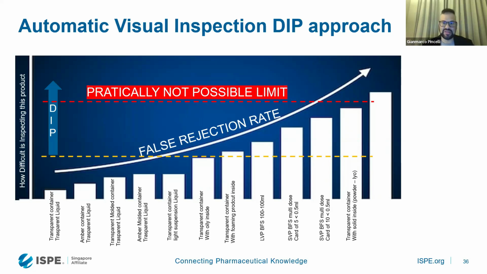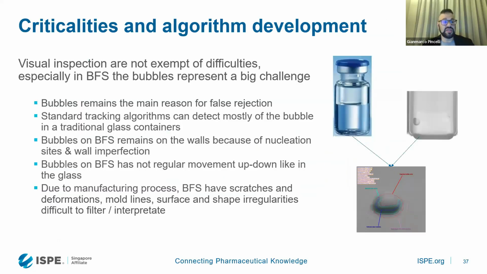I didn't fill that chart because for the moment we don't have any application that is practically not possible, but it exists. Sooner or later, you will find something that cannot be inspected. So this is just to wrap up about how difficult this type of product is to inspect. Okay, move ahead.